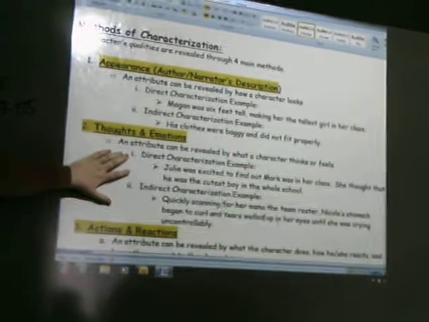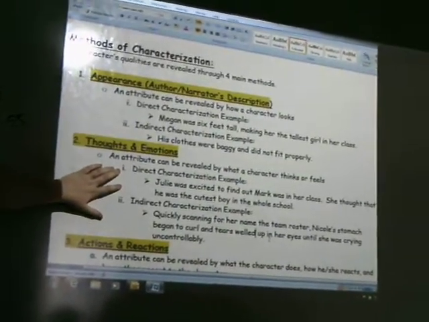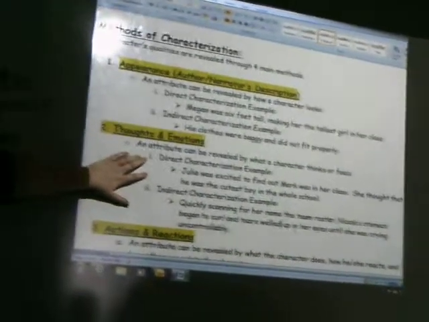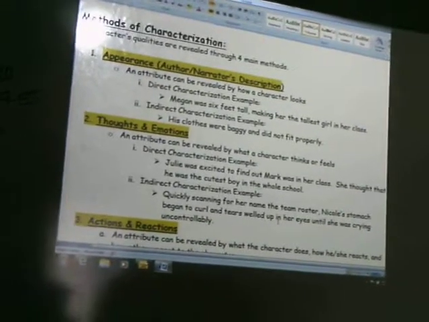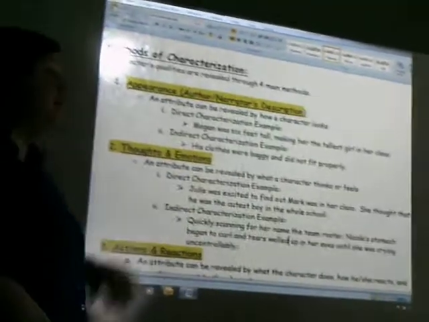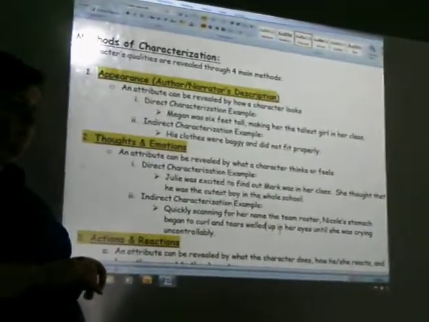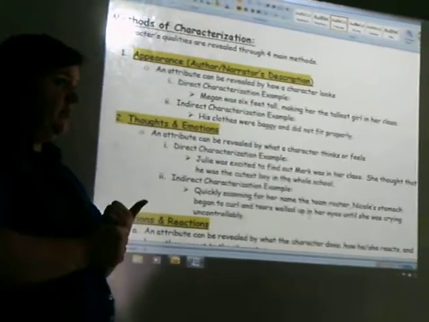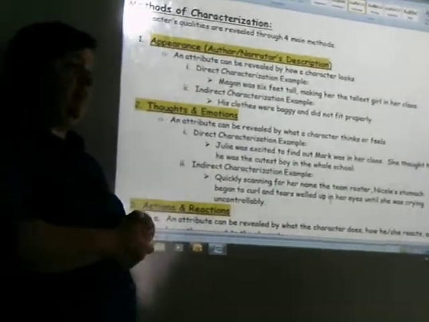So, read this direct characterization example really, really loud for me, Aaron, so the film can pick it up for you. Direct characterization. Dylan was excited to find out Mark was in her class. He thought that he was the cutest boy in the whole school. Okay, so what did you learn about Julie right there? She liked Mark, and she was excited that he was in her class, right?